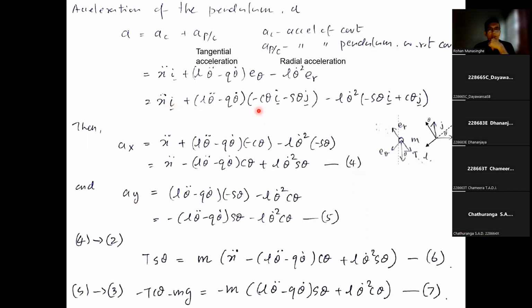And if you collect all the j terms, you get AY, the horizontal vertical acceleration, like that, and that is equation number 5. Okay. Is everything clear up to now? How we got this acceleration, right?